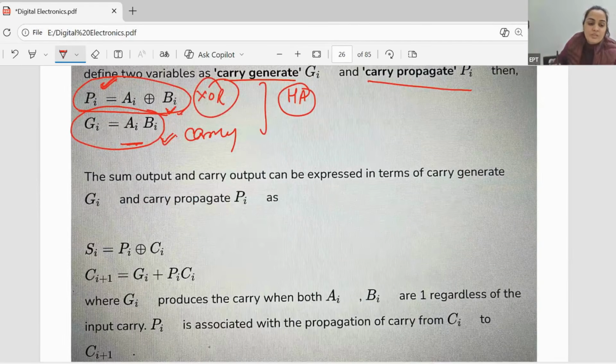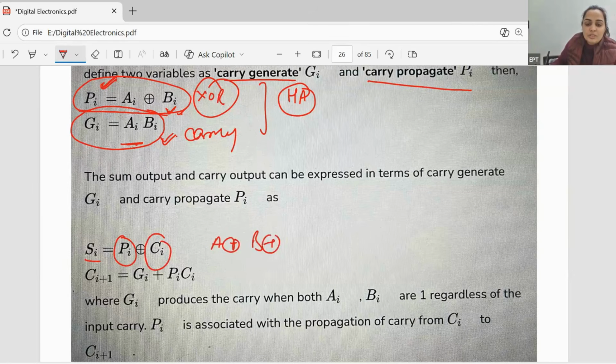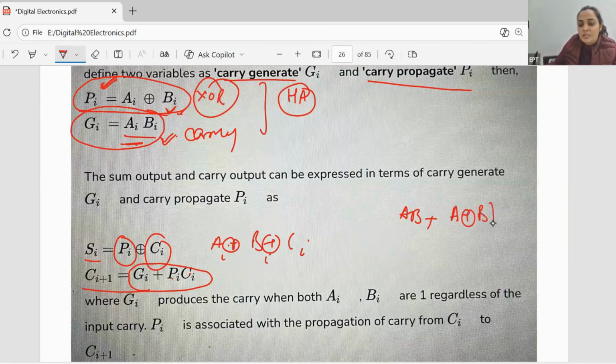Now sum is nothing but Pi XOR Ci only, na? So it is nothing but A XOR B XOR C. Now what is carry? Carry is going to be Gi, that is your AB, plus Pi Ci. So what is the value of Pi? A XOR B. This is the expression for carry, na? So I'm using the same expression here.